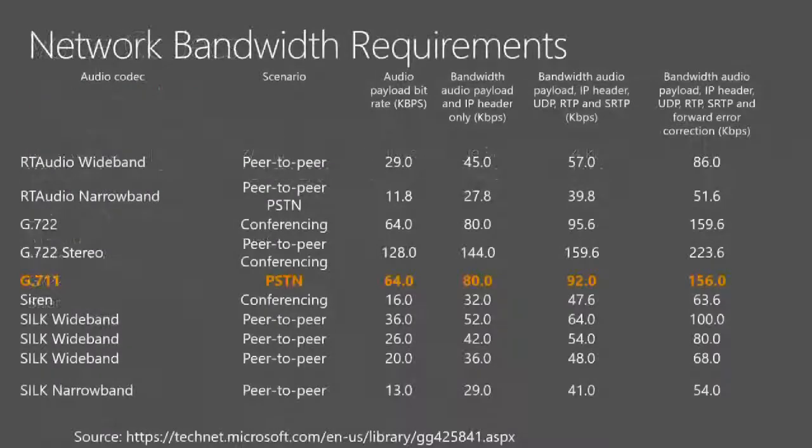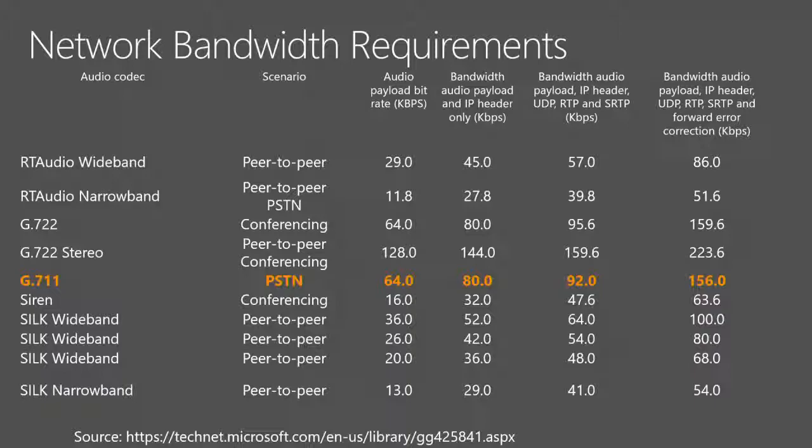So bandwidth-wise, TechNet should be a Bible. On TechNet, we always have the latest information on the bandwidth used by different codecs. As you can see, the reason I've highlighted G711 is because when it comes to interoperability, that's the only codec we see in interop cases.